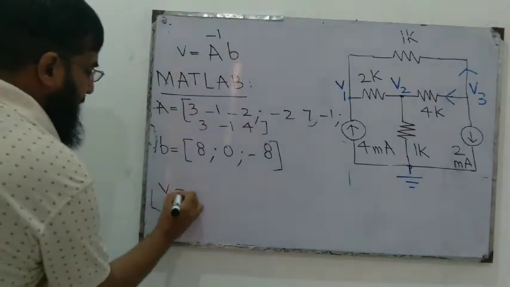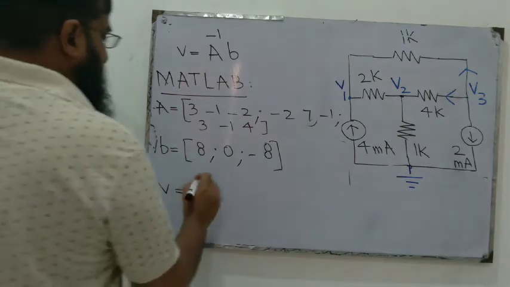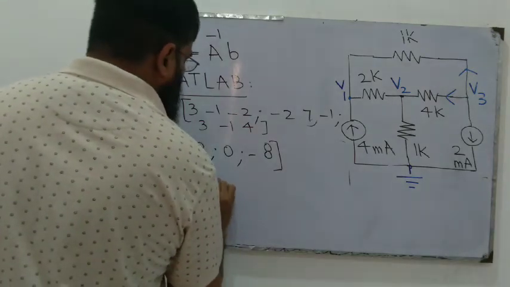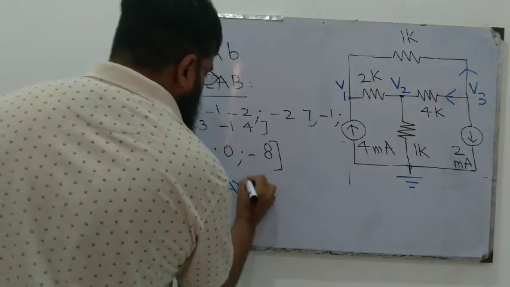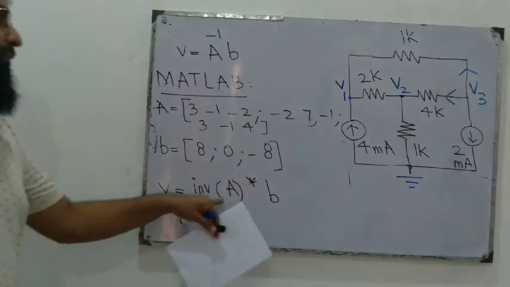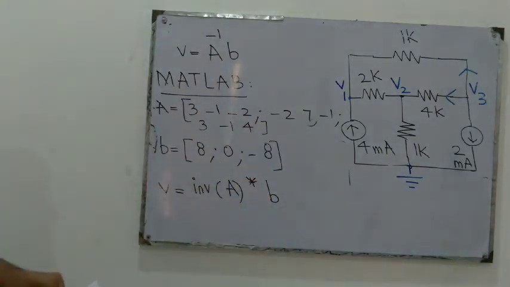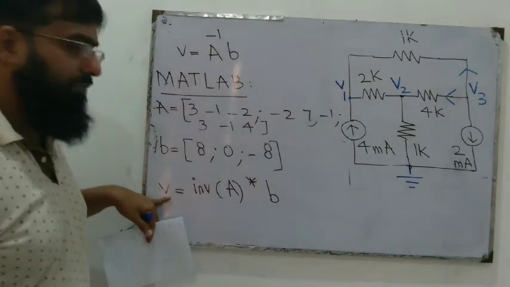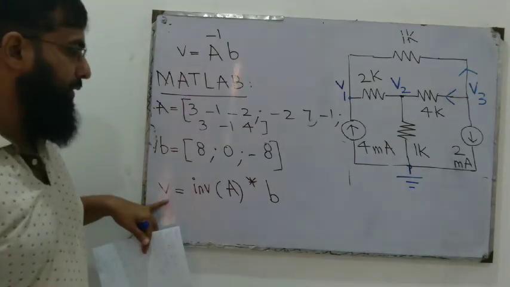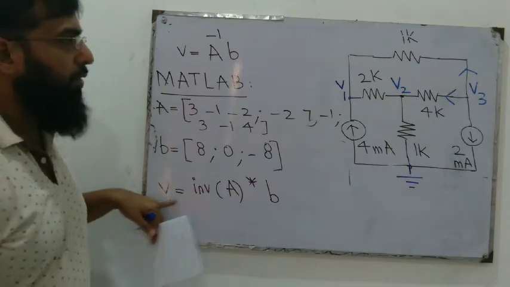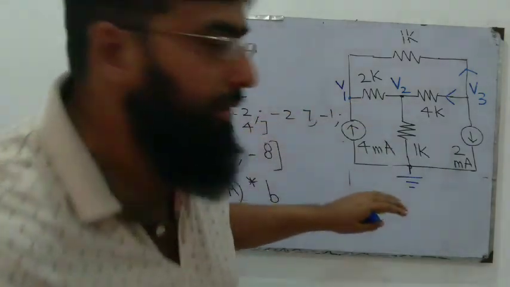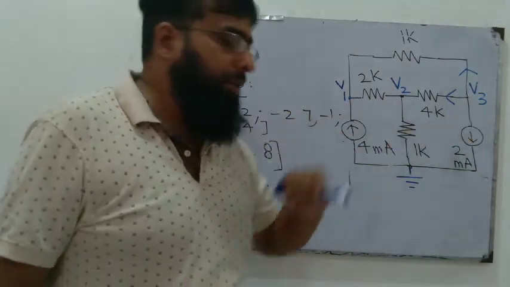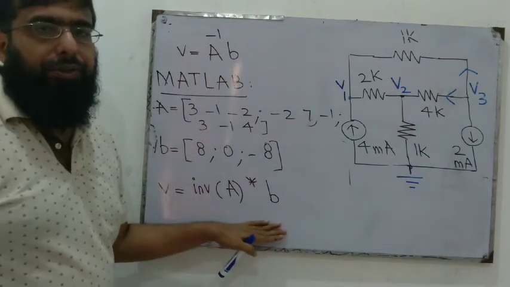And the V matrix can be obtained containing all the values as the inverse of A times B. This is how we can straight away calculate the three voltages. Since V is a vector containing V1, V2, and V3, this V will contain all three required voltages once solved using this equation.